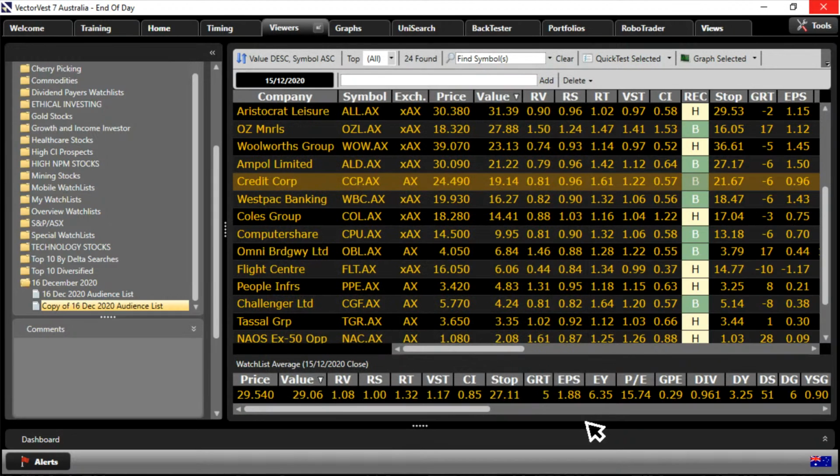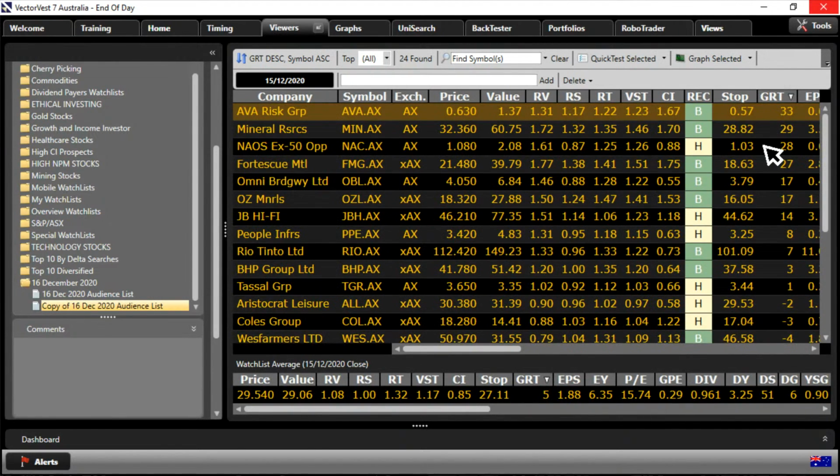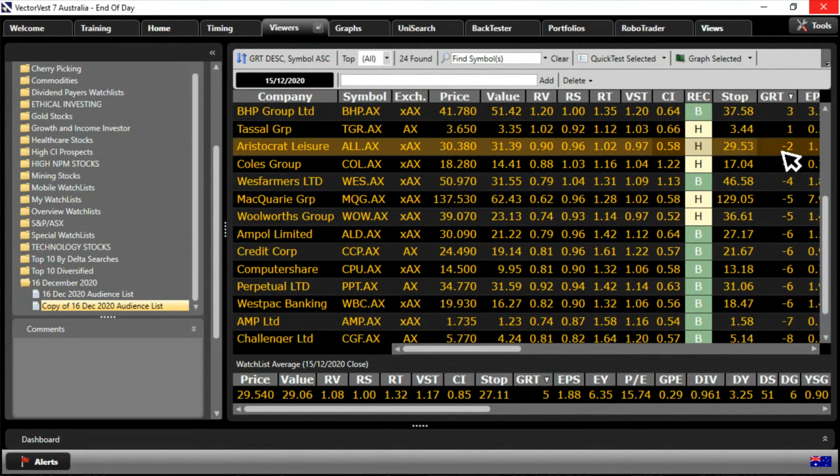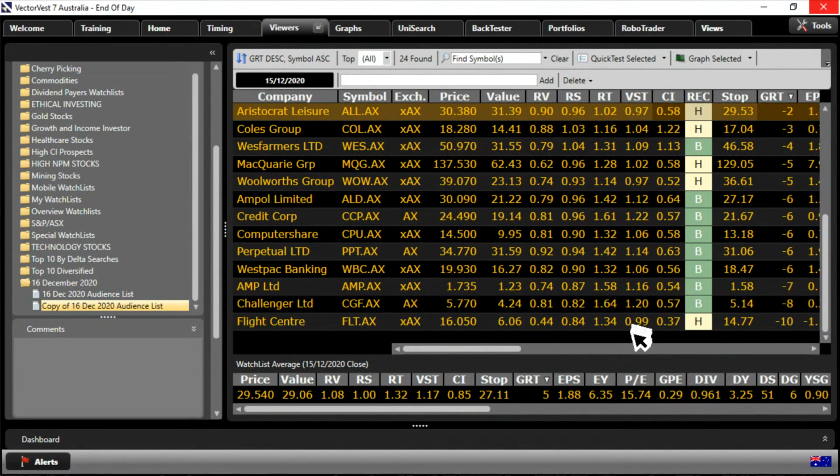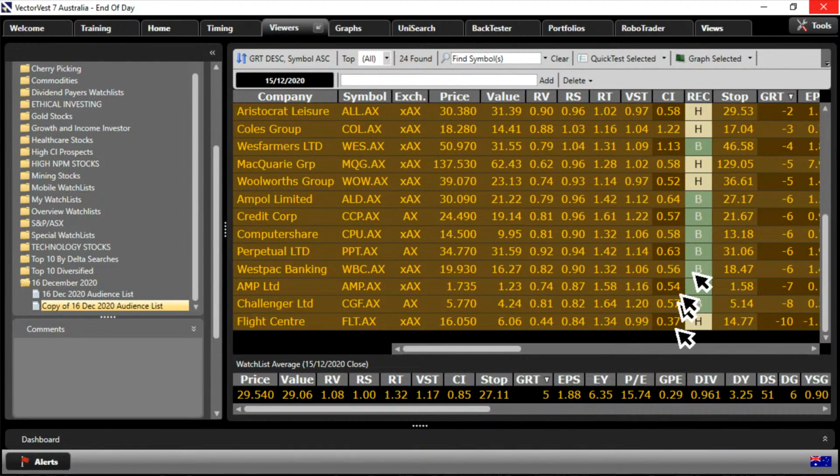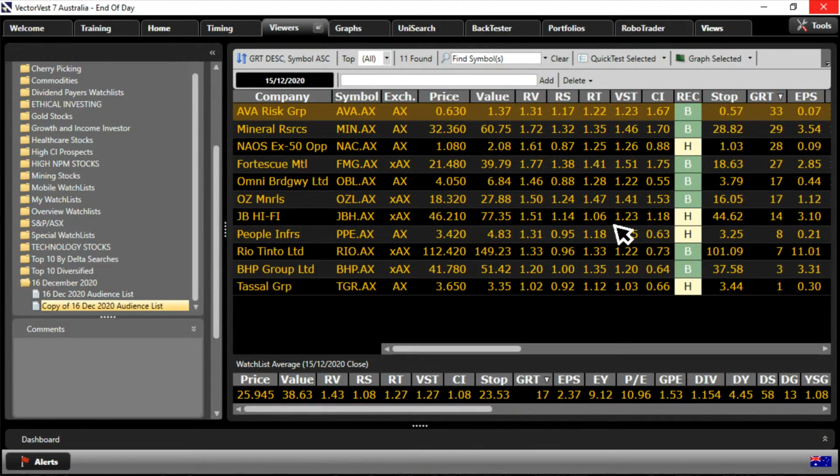So if emotion's getting the better of you, where you're going, oh, I just can't bring myself to sell Credit Corp, remove those columns and then do this exercise. Our first exercise was RT, removing anything where the RT was below 1. The next exercise is GRT. We are removing anything where the GRT is negative. So I'm going to click on the first one here, go down to the last one, hold my Shift key. There we are. I've selected all the negative earnings growth rates and click on delete. Gone. They're out.